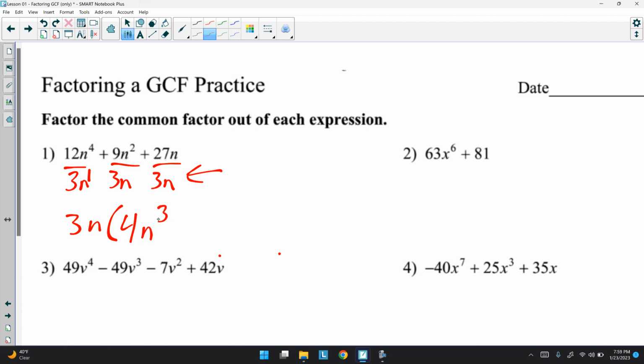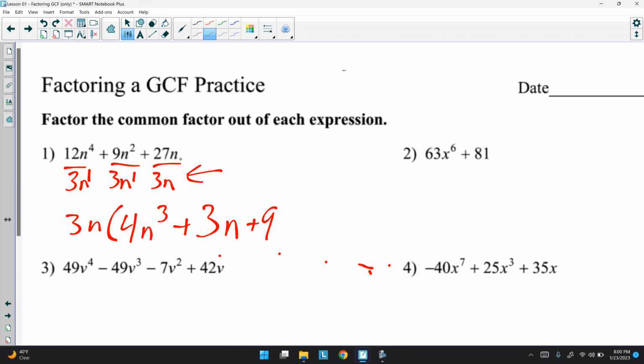In the second term, and then again, the idea of subtraction, 2 minus 1 is just 1, but we don't need to put the 1. And then 27 divided by 3 is 9. And the n's cancel, so just 9.